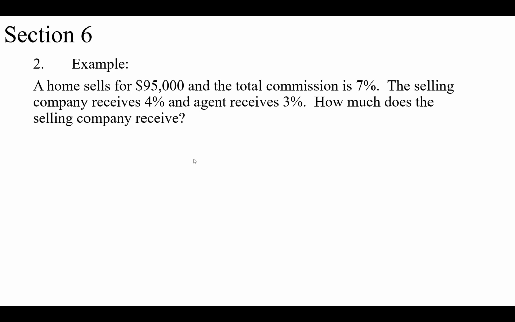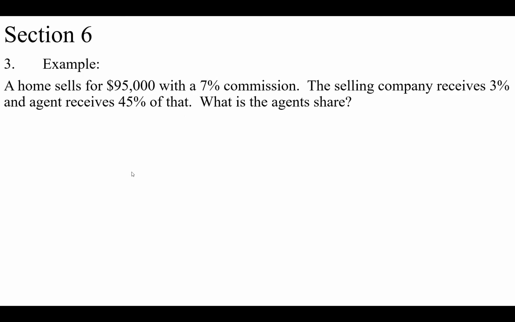So there's some extra stuff in this math problem that we don't need to compute the answer. I call it junk in the question. So be careful reading these real estate questions, look for that junk in the question and ignore it. We do not need that 7%. We do not need this 3%. It's asking us how much does the selling company receive, and the selling company receives 4%. So we're going to take that 95,000, multiply it by 4% or 0.04, and we come up with $3,800.